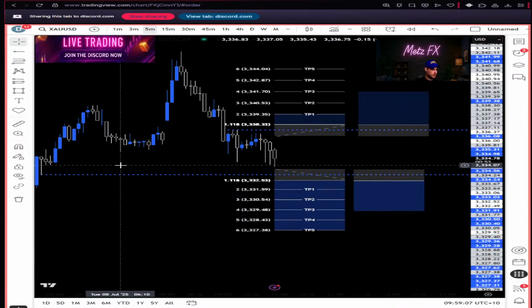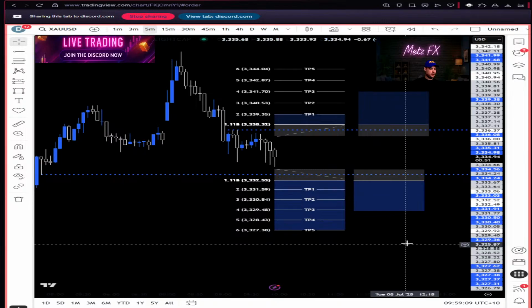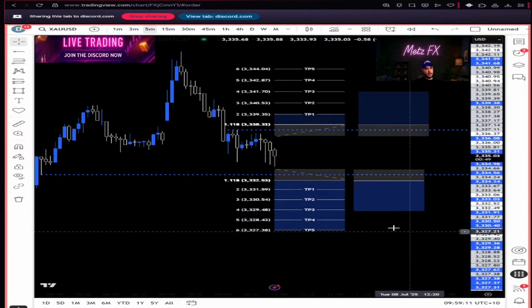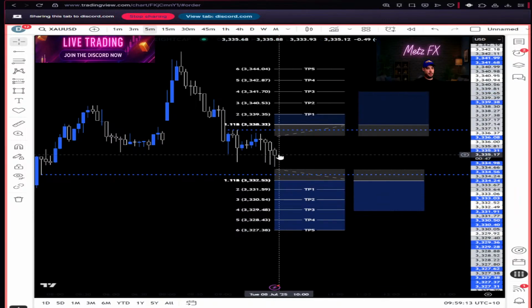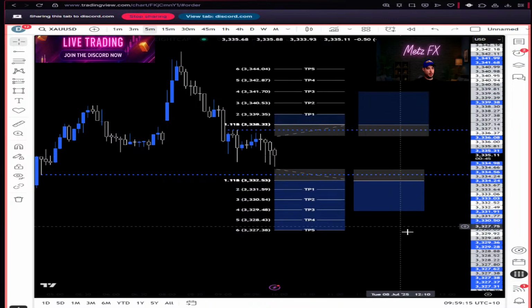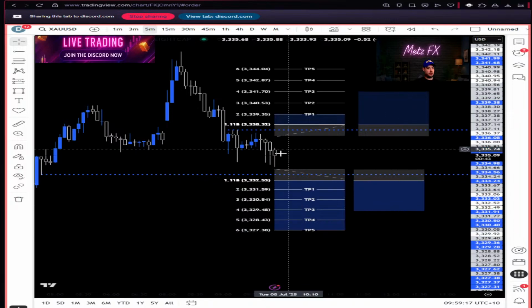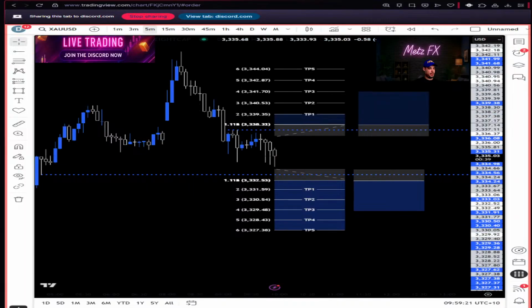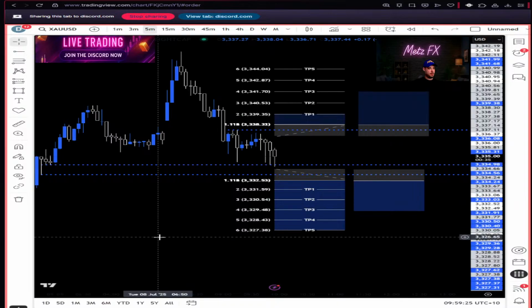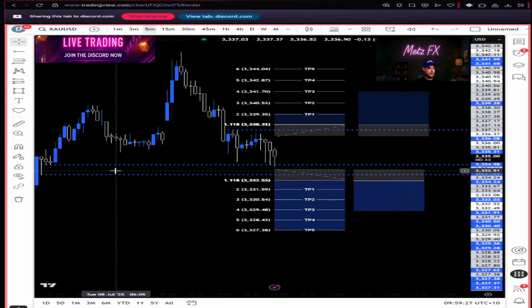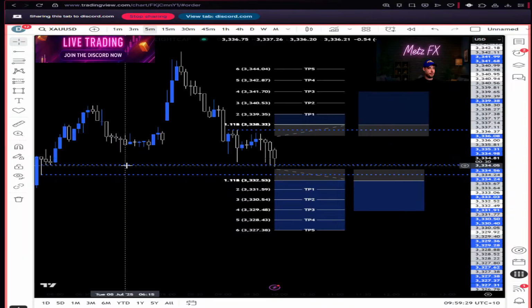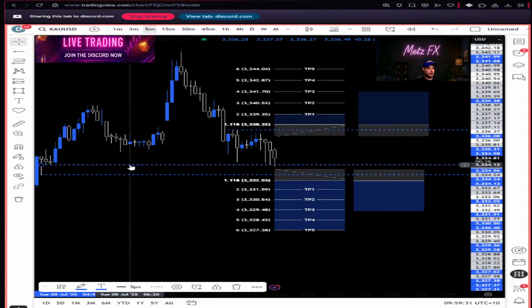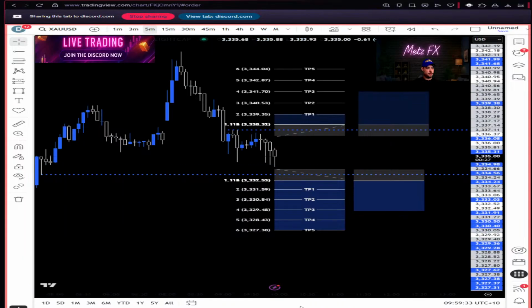Reacting off this level there. I'm not going to enter that just yet, man. I might enter it manually if it keeps pushing down. But what I'm going to do, if the opening candle heads bullish, I'm going to bring it up to this zone here. I'm going to bring it up to this level here. Just see how the next candle opens.